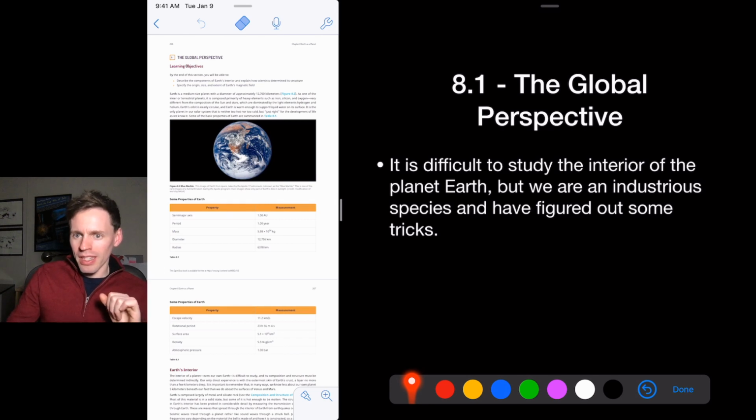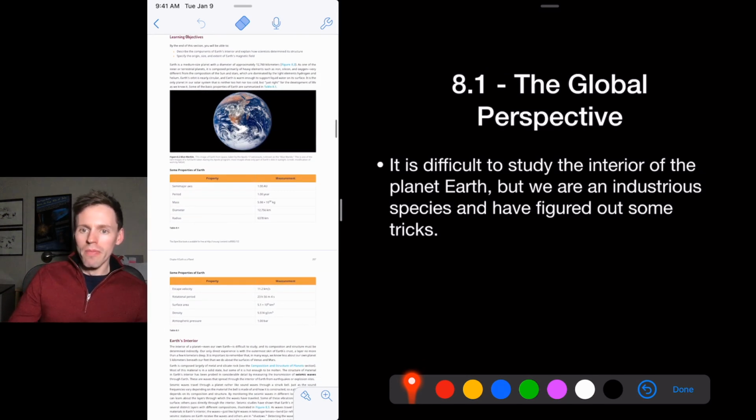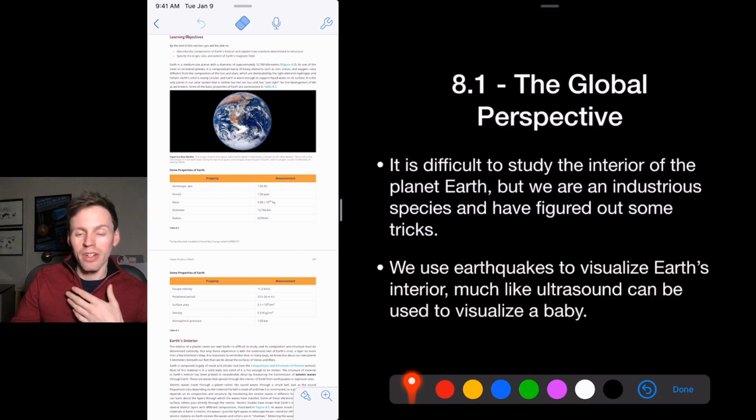It's difficult to study the interior of the planet Earth, but we are an industrious people, and we have figured out some tricks. We actually use earthquakes to visualize Earth's interior. In the same way that an ultrasound can study a baby or some other issue inside your body, we reflect sound waves, and as they bounce off the different layers of the Earth, we can measure how long that takes and get an idea of how far away the different layers are. Depending on the amplitudes of the bounces, we can determine what it's actually made of.